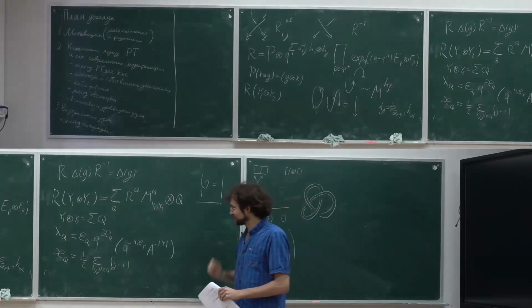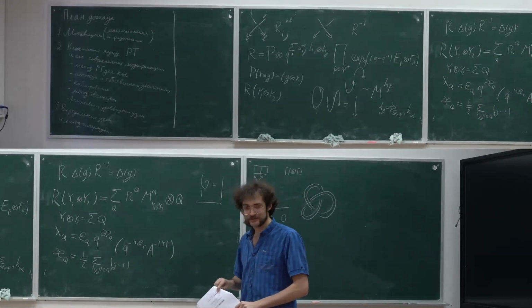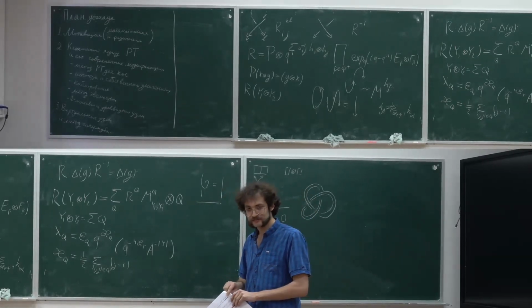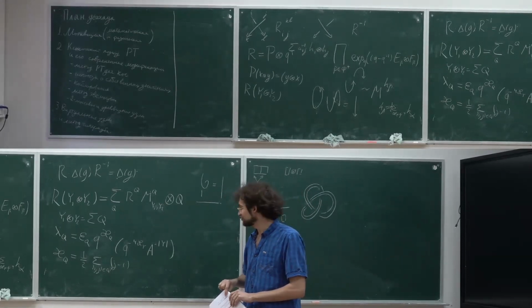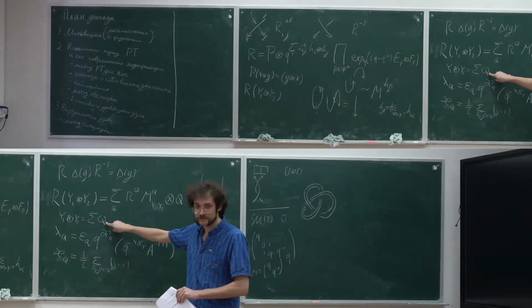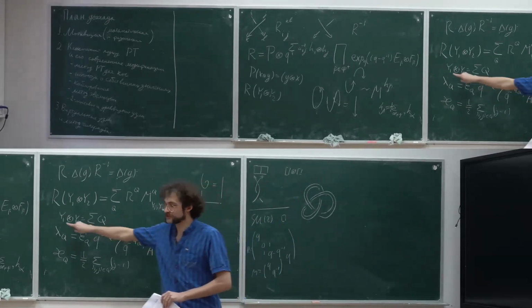But it seems that you arbitrarily use notation Q and Y for the same. No, these are different. So this is Q, which is this one, and this is Y, which is this one.